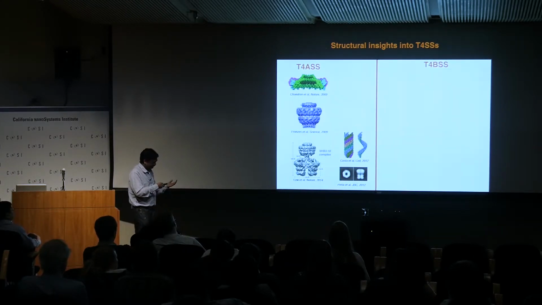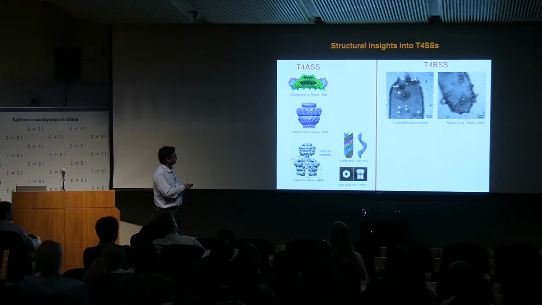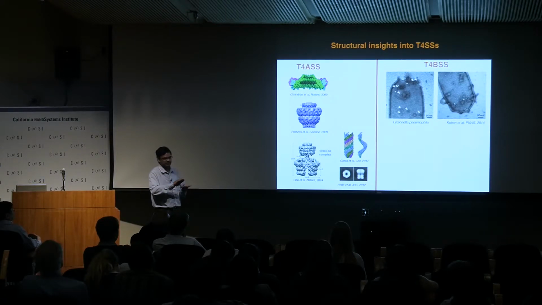For type 4B secretion system, we actually know very little. The best we know is that these cells, Legionella pneumophila cells, have type 4B secretion system, and if you osmotically shock these cells, then everything comes out of the cell. And then if you look at these cells using negative stain, you see these ring-shaped structures on the cell surface.